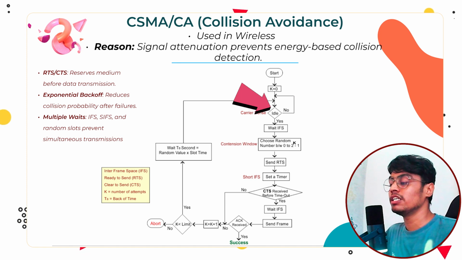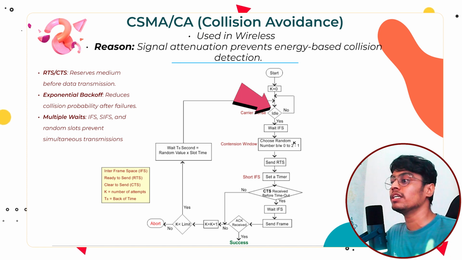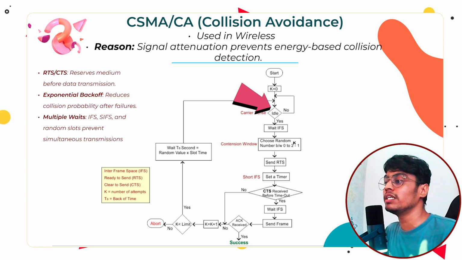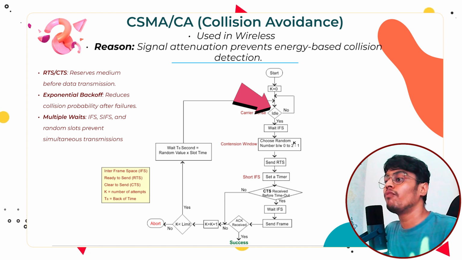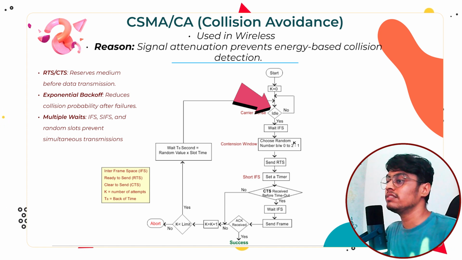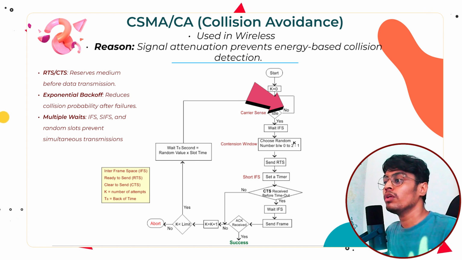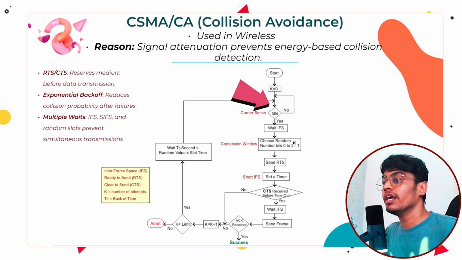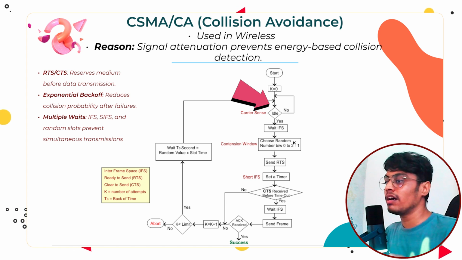Step 2 is carrier sensing first. What does it do? It senses the medium because it is CSMA. It will first sense the carrier and check whether the medium is idle or not. If yes, it proceeds to the next step. If no, then it goes back to sensing again. It will sense again until it gets an idle medium.